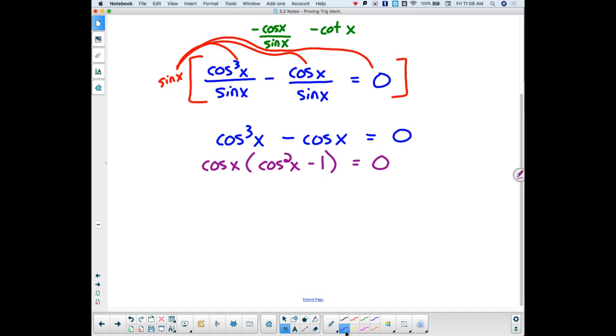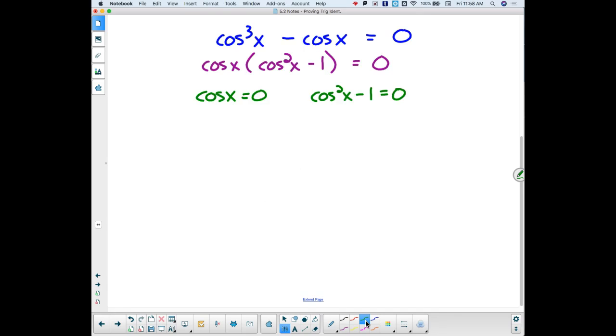Can I change that to sine squared? Why not? Sine squared is 1 minus cosine squared, right? So I can't change that to sine squared. But what I can do is say cosine of x is equal to 0, and cosine squared of x minus 1 is equal to 0. I can take my two factors and set them equal to 0.